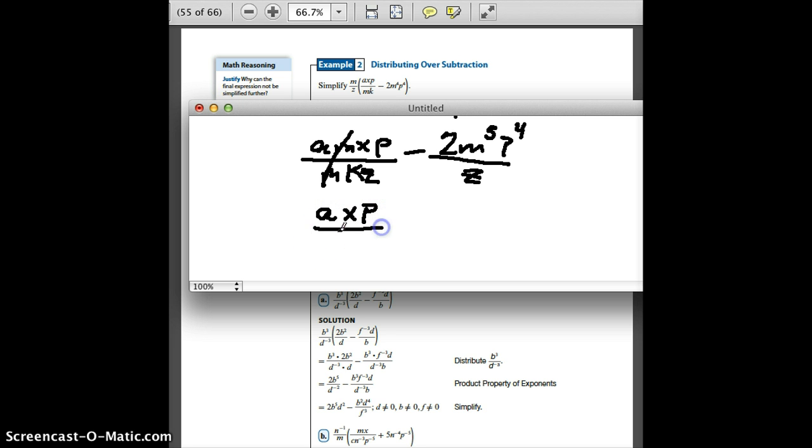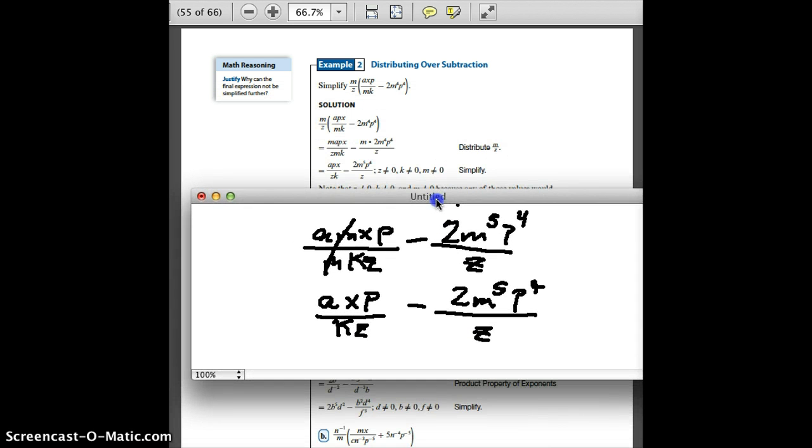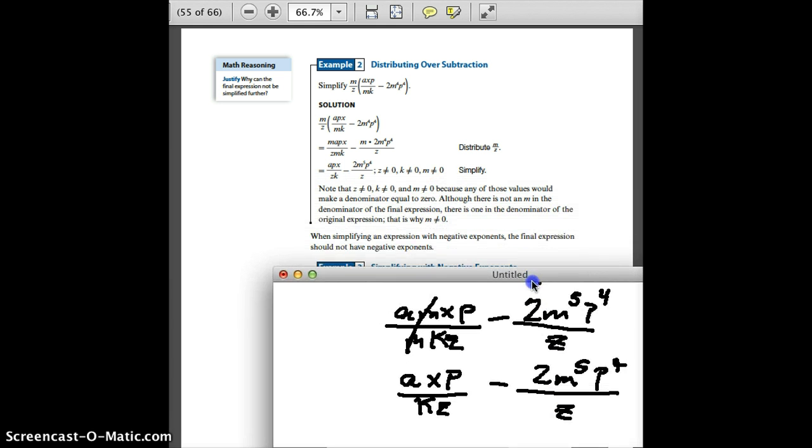AXP over KZ minus 2m to the fifth p to the fourth over z. And I don't have anything else in common, so I'm not going to be able to do anything else. Let's see if I have the right answer. AXP over KZ, ZK, same thing, minus 2m to the fifth p to the fourth over z. And there you go. And that's the answer.